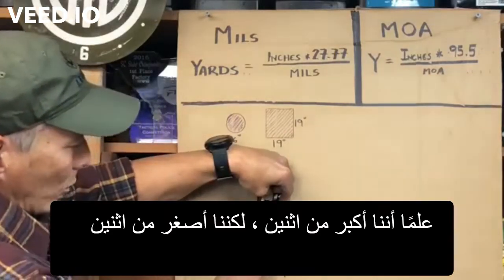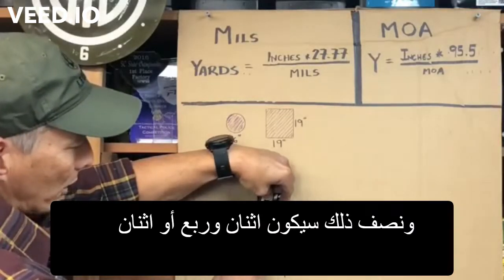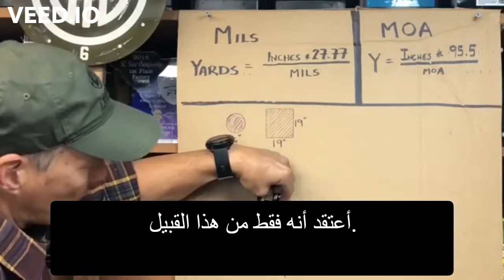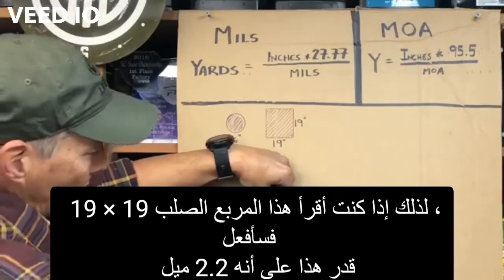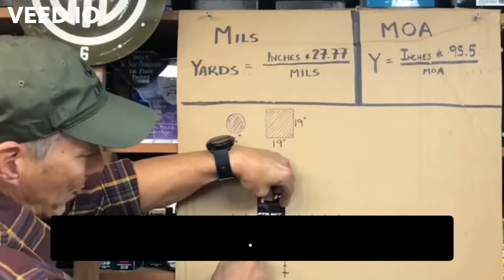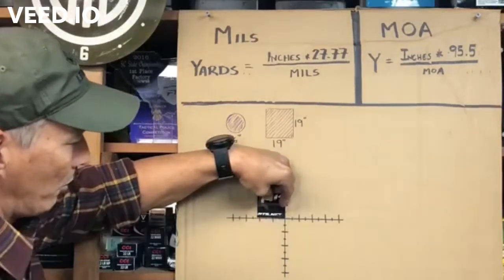So knowing that we're bigger than 2, but less than 2.5, half of that would be 2 1/4 or 2.25, but I don't think it's 2.25. I think it's just shy of that. So if I were reading this square steel, 19 by 19, I would estimate this at being 2.2 mils. That's just me if I were looking at this through a scope.